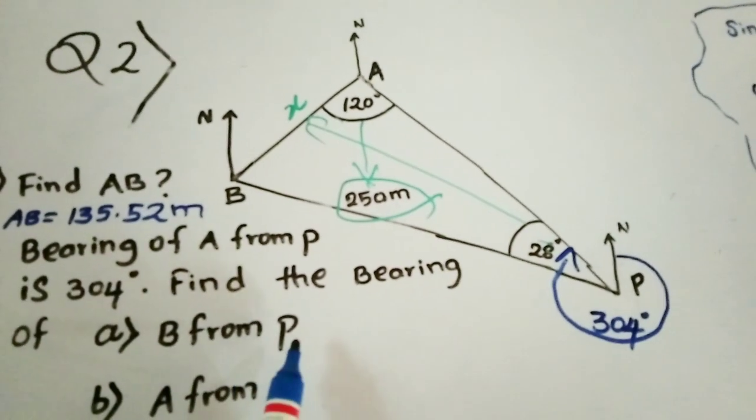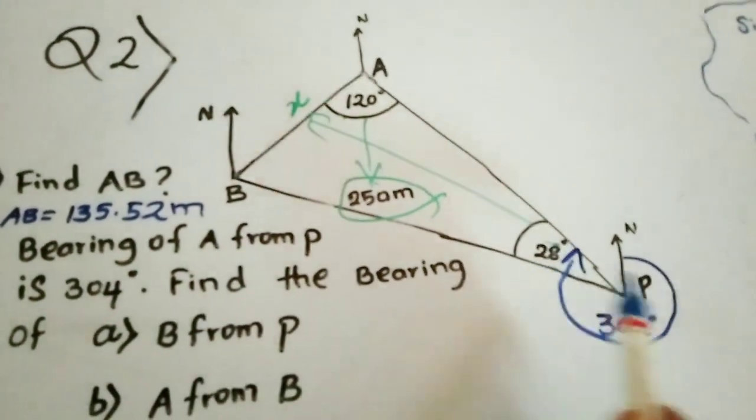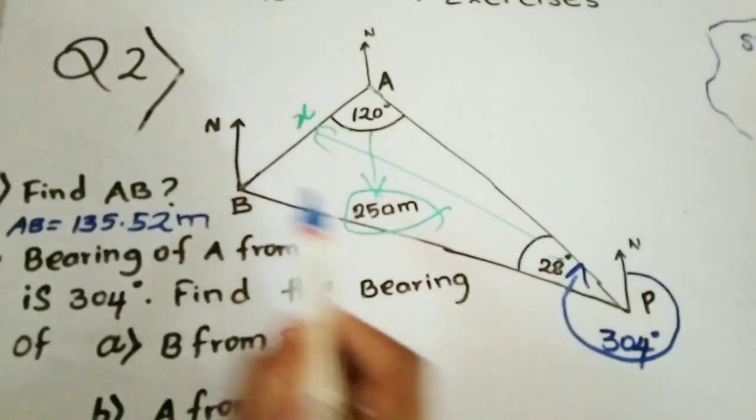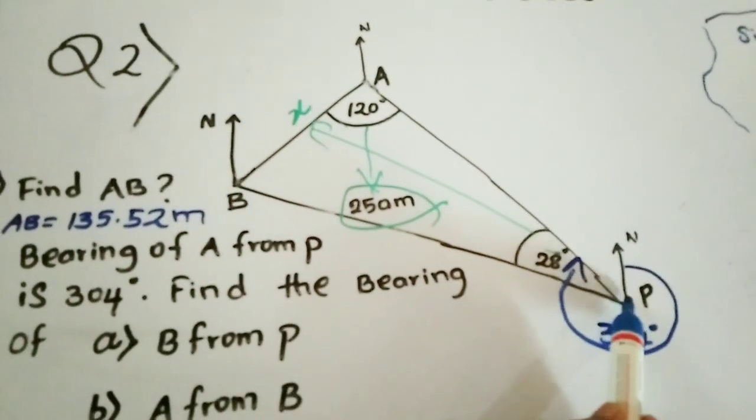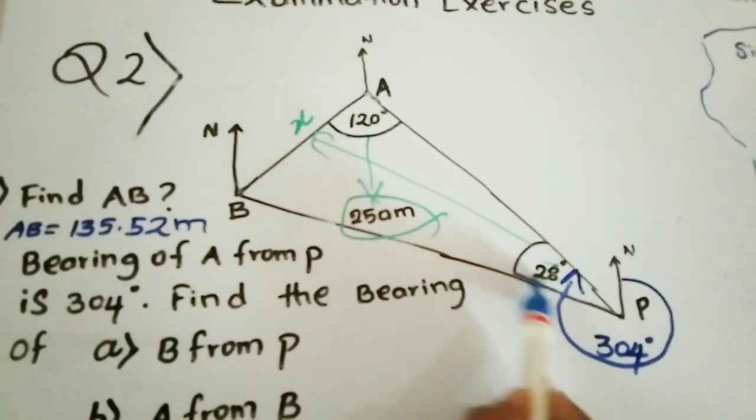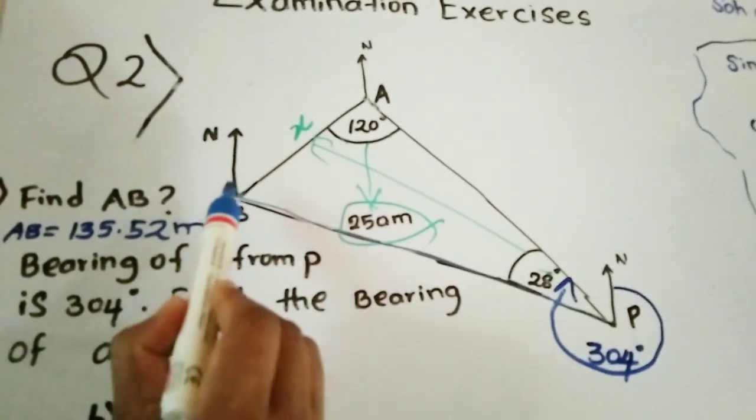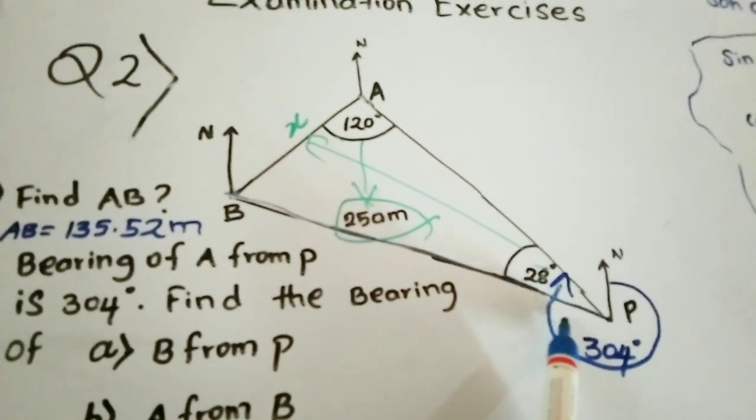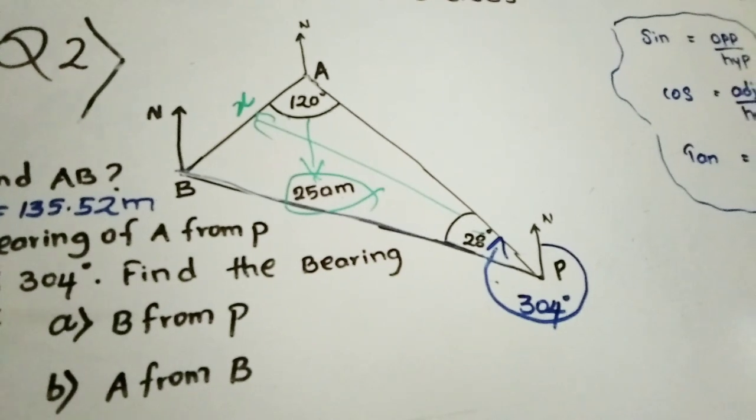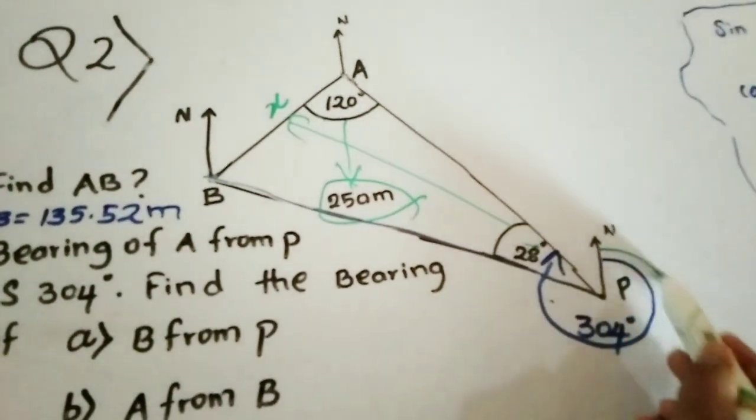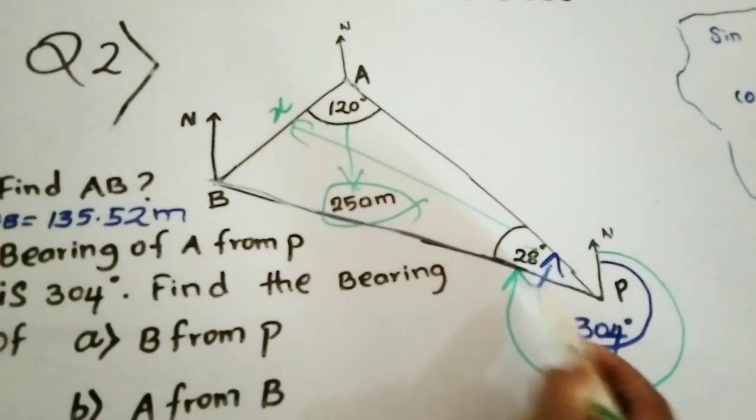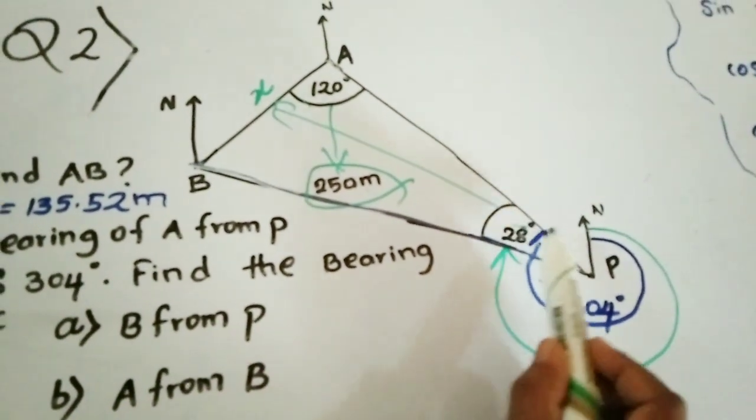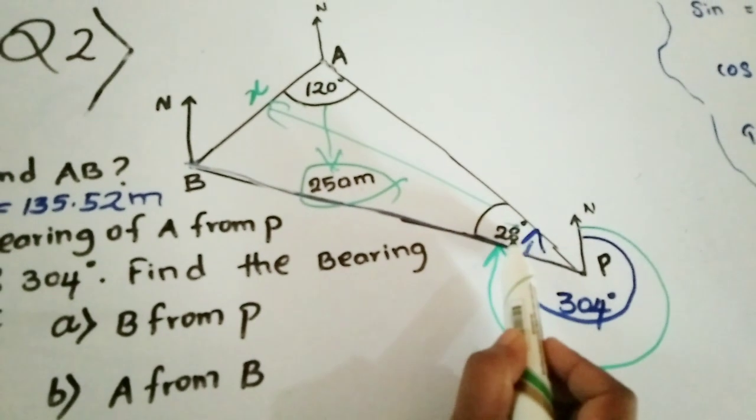Find the bearing of B from P. North direction clockwise. The line B is here. North direction clockwise up to B. What's the angle? How can we find it?